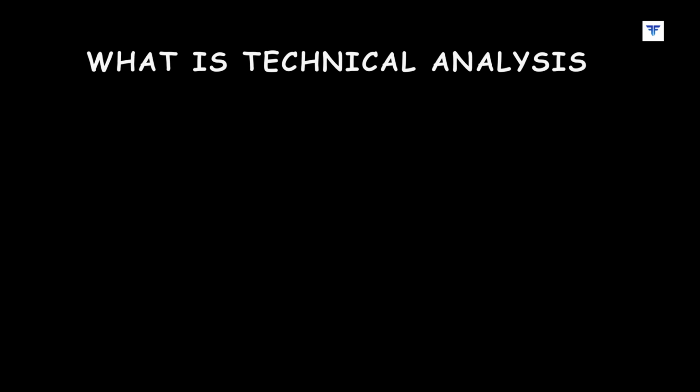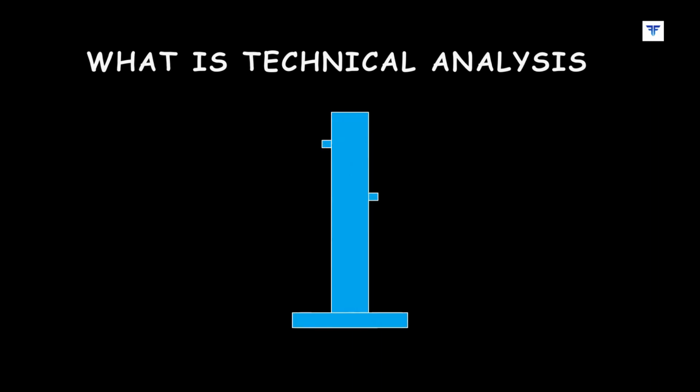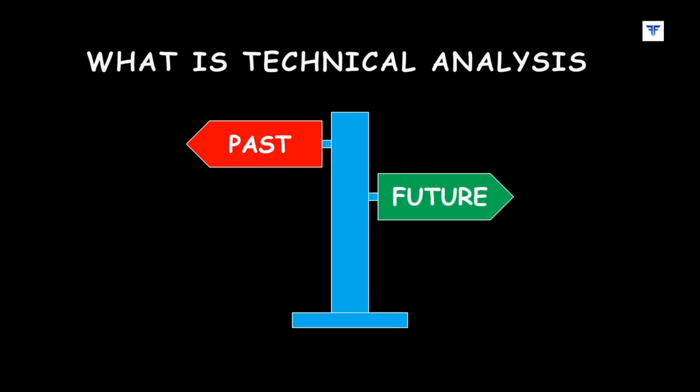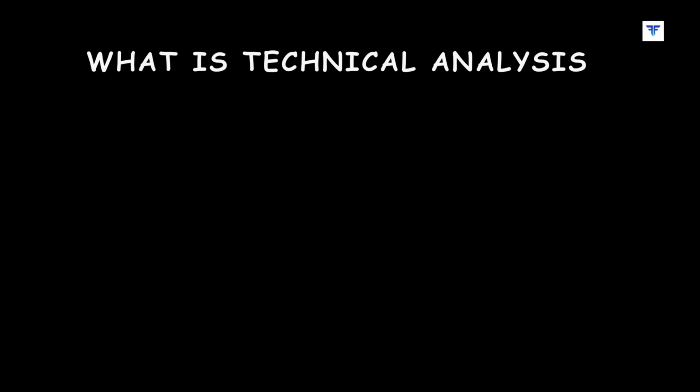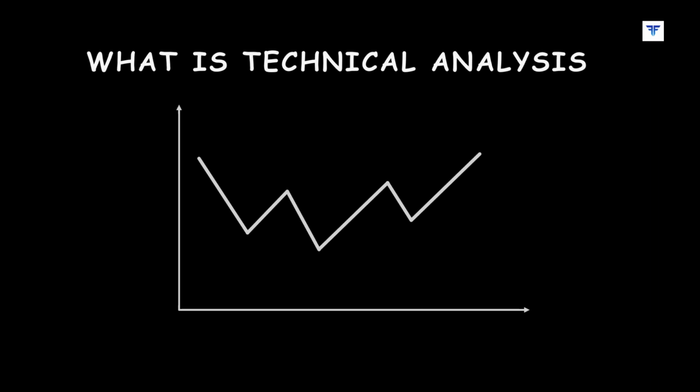So, let us get started by talking about what technical analysis is. Technical analysis, or TA, as it is commonly known, is the analysis of past market action with the objective of forecasting the future price trajectory of a security. What does past market action involve? Past market action involves analyzing the historical trends of price and volume, primarily in the form of charts.